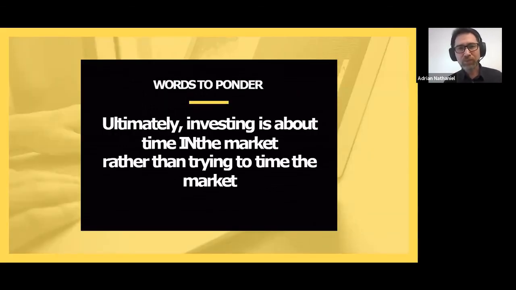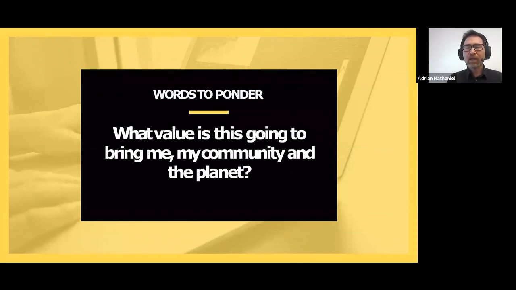So I'm going to leave you with some words to ponder. Ultimately, investing is about time in the market rather than trying to time the market. It's really hard to get in at the bottom, and there are different ways of being able to manage that as well, which I'll go through in another investing masterclass. And finally, this is a question I often ask myself before considering investing: what value is this going to bring me, my community, and the planet?